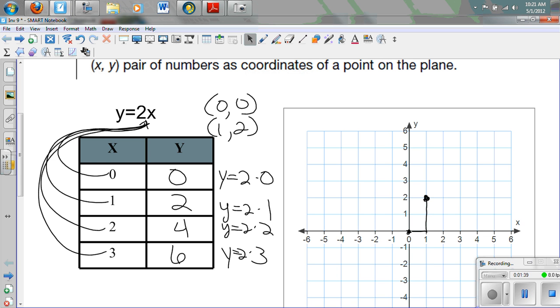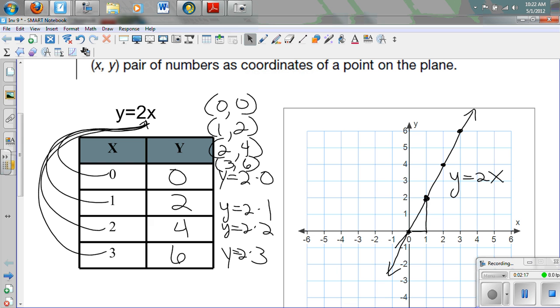Then we go over 2 and up 4, again always from the origin when we're doing this, and put a point. Then we go over 3 and up 6, because our last point is 3, 6. Notice that this creates a line. We create that line by drawing it to continue through the points, and also going backwards through the points. It looks approximately like that, and this is the equation of the line y equals 2x.